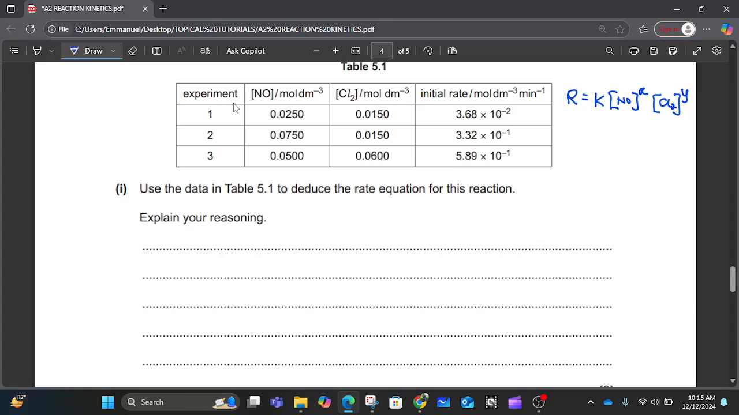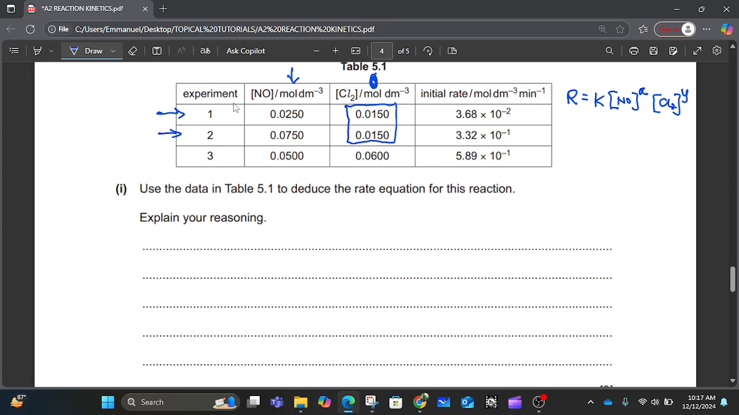To be able to write a complete rate equation, we need to find this X and Y, which are the orders with respect to the concentration of NO and Cl2 respectively. To do that, we first of all take two experiments. So in this case, we are using experiment 1 and experiment 2 first. We can see that in experiment 1 and 2, the concentrations of Cl2 are constant. So it means that in this case, we can deduce the order with respect to NO whilst we eliminate Cl2 since their concentrations are not changing.